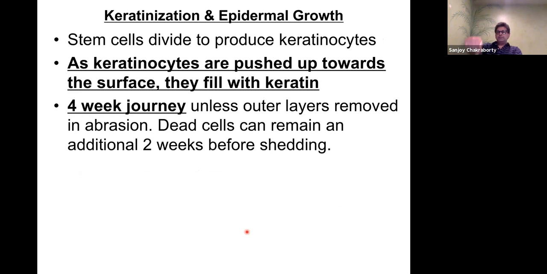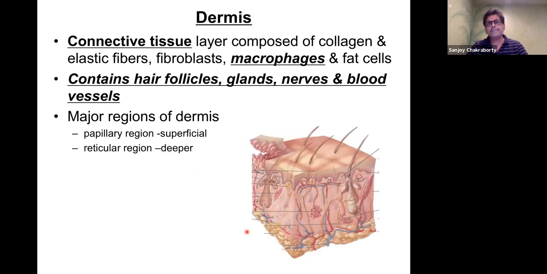So in the stratum basale, the germinating layer, the stem cells divide and they keep going. Those are keratinocytes, they keep going up. It takes approximately a month to go up, and for a month and a half, it takes time before you shed the cells. So that's basically all about the epidermis.